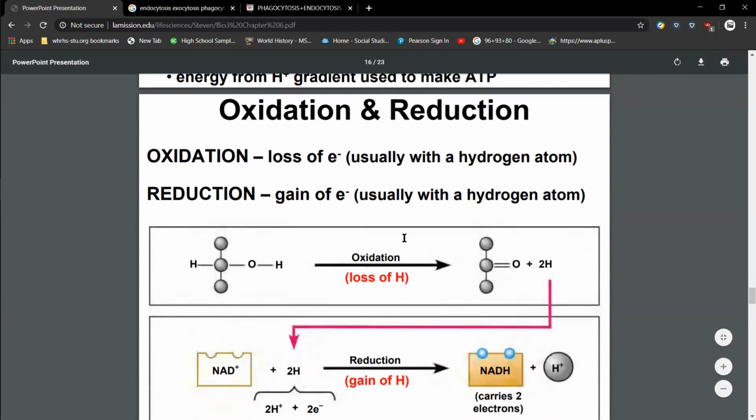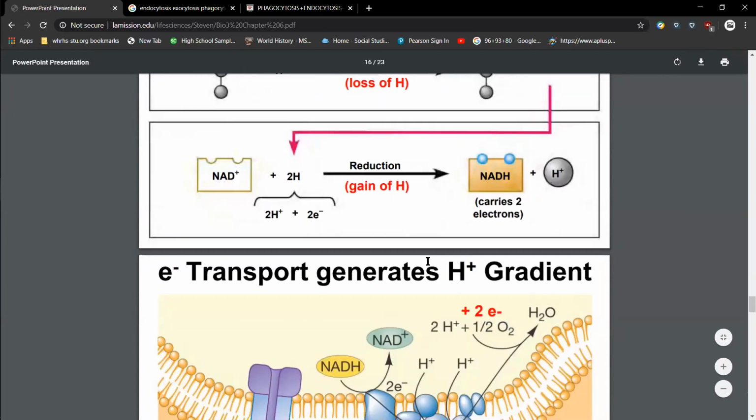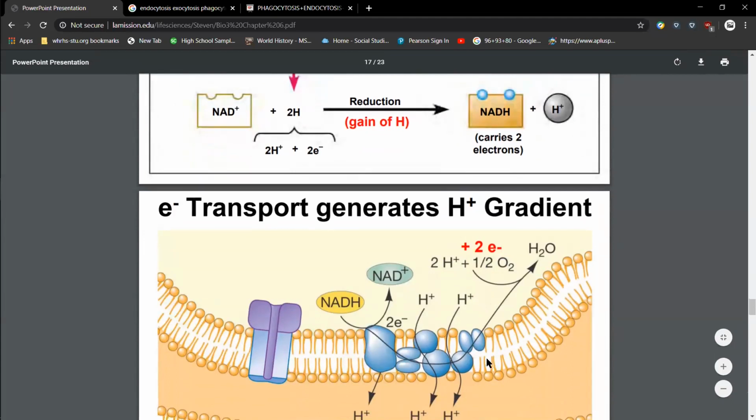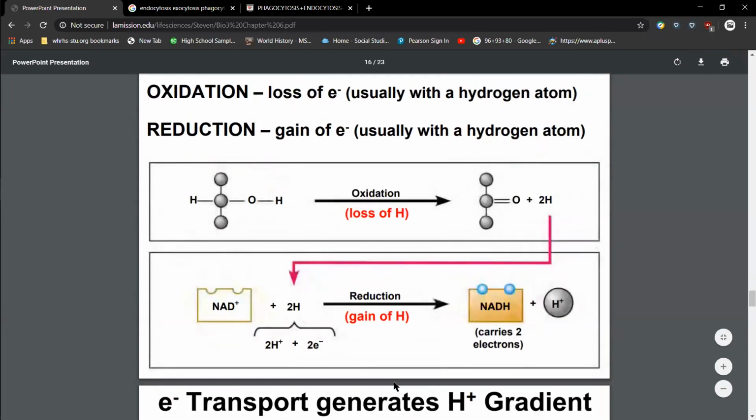But let's talk about oxidation and reduction. This is how the electron is actually moved, because it doesn't just flow through here. It joins onto a molecule, then it unbinds, then it binds onto another one, then unbinds, then binds onto another one, and that process will repeat until it finally binds onto oxygen. Oxidation is when you lose an electron or a hydrogen, usually with a hydrogen atom. You can think of that as NADH being converted back to NAD+. That's what we call oxidation.